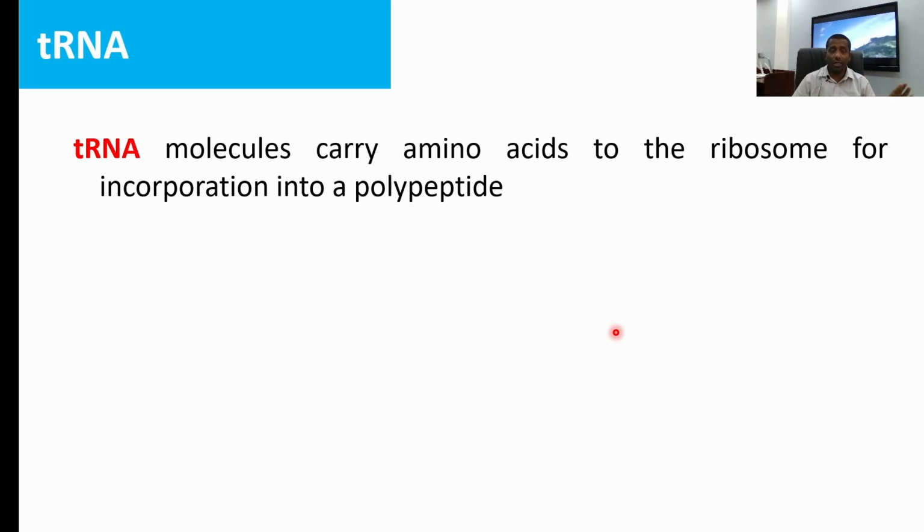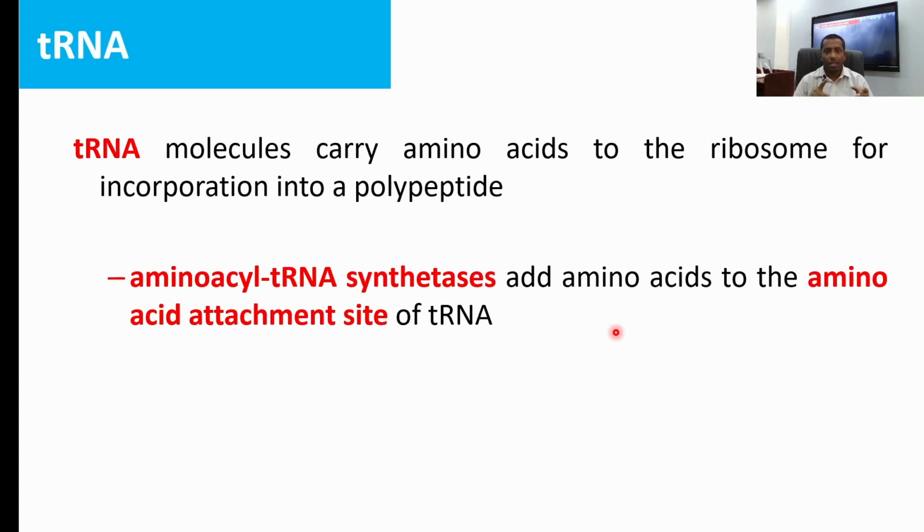So for translation to take place, we need tRNA molecules, or transfer RNA molecules. These transfer RNA molecules carry amino acids to the ribosome for incorporation into the polypeptide chain. Aminoacyl tRNA synthetase adds the amino acid to the amino acid attachment site of the tRNA molecule.